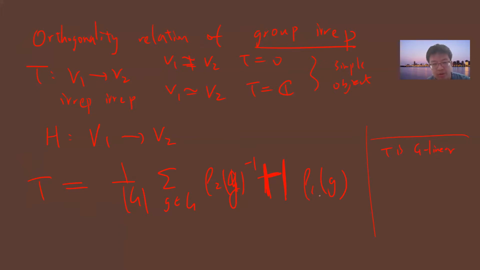Okay, so I think it's very simple. Hope you guys can see, because now you have rho 2 of H inverse T rho 1 of H. If you sandwich this by rho 1 of H and sandwich this by rho 2 of H inverse, then you can combine, right? So it makes the same as your original T. Which does tell you that rho 2 of H times T will be T times rho 1 of H, which tells you that T is G-linear.